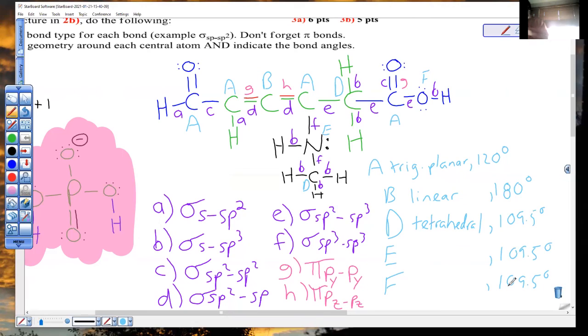E is missing one of the corners of a tetrahedron. We call that a pyramid. Pyramidal. And F is missing two corners of a tetrahedron, and we just call that bent. And that is the end of our first segment.